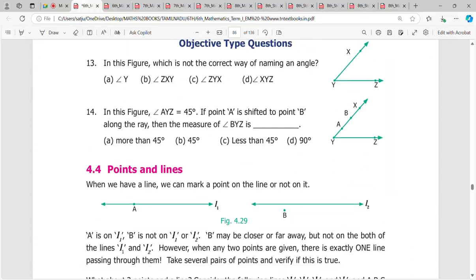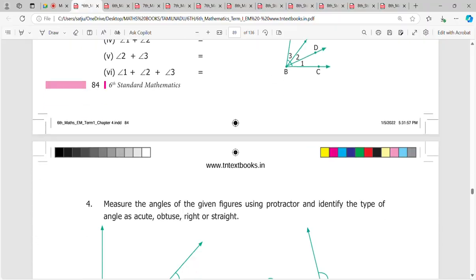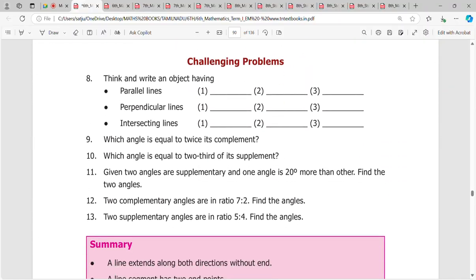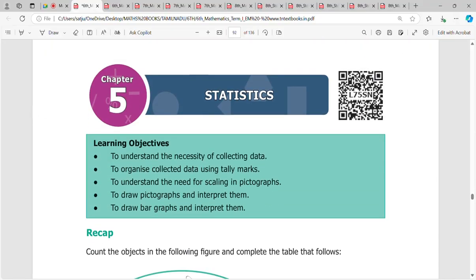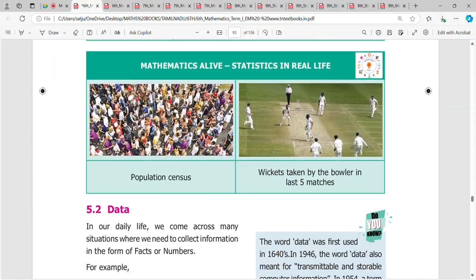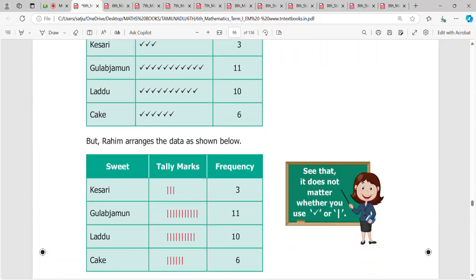Mensuration part must. Statistics not required. You focus on the mensuration part alone.